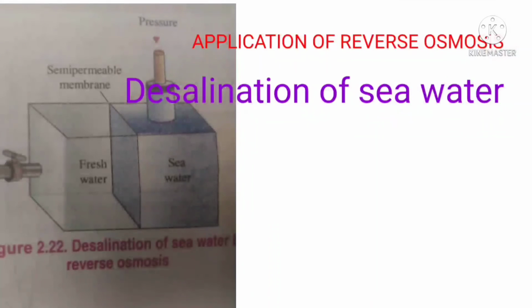Desalination of water is one of the applications of reverse osmosis. We know that seawater contains a large amount of dissolved salt in it, so it is not fit for drinking. Seawater can be converted into potable water fit for drinking purpose by the reverse osmosis process that is known as desalination.